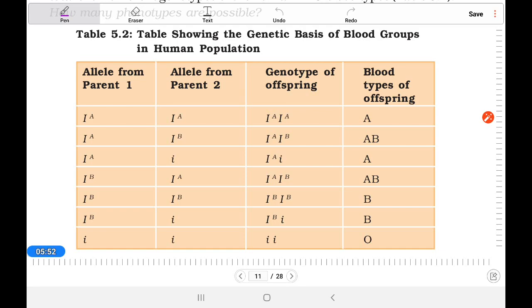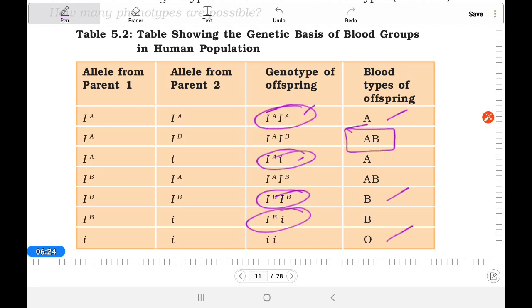In human blood groups, we can see a very good example of codominance. In human blood groups, we know that the A group is there, B group is there, and O group is there. For the A group, the genotype can be this one and another, homozygous and heterozygous. B also, homozygous and heterozygous. Now you can see this one, AB.